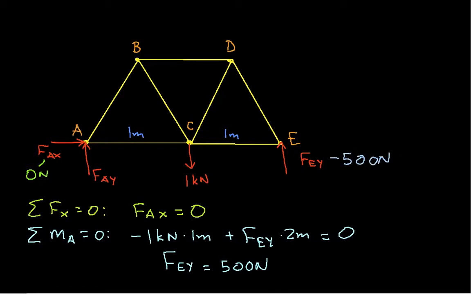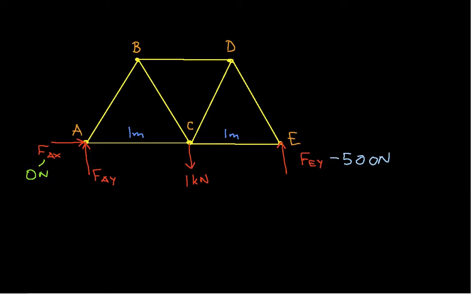And let's use then the sum of the forces in the y direction is equal to 0. I'll clear off some space to do this. So the summation of forces in the y direction is equal to 0. And we have FAY minus 1 kilonewton plus FEY is equal to 0. We know that FEY, this guy, is 500 newtons.